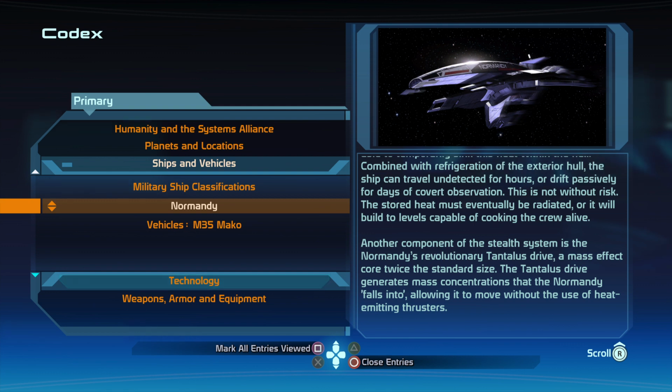Another component of the stealth system is the Normandy's revolutionary Tantalus drive, a Mass Effect core twice the standard size. The Tantalus drive generates mass concentrations that the Normandy falls into, allowing it to move without the use of heat-emitting thrusters.